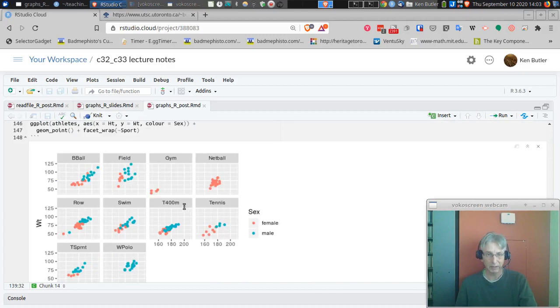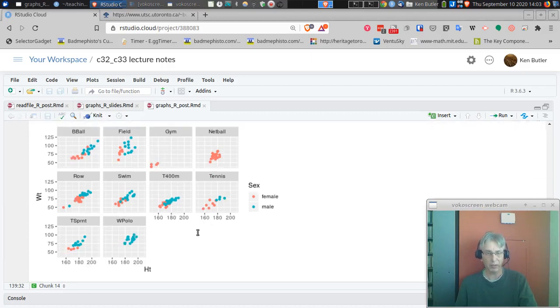We had males and females height and weight for each sport separately. And one thing, well, there's a couple of things you might notice here. One of them is that these points don't fill their facets. Here are the gymnasts. They're short and light, so they're all down here, and this facet is almost empty.